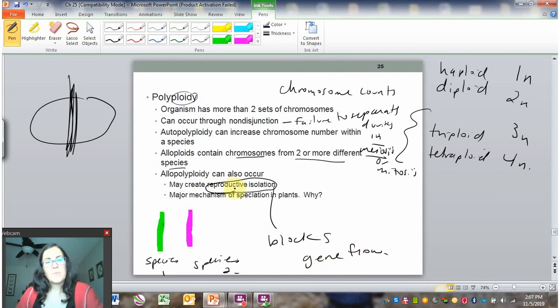In plants, this is particularly common. You don't see it very much in animals. The reason is because plants tolerate abnormal chromosome counts much more than animals. Animals mostly don't tolerate abnormal chromosome counts. They won't be viable. But in plants, for whatever reason, they're able to have polyploidy more.